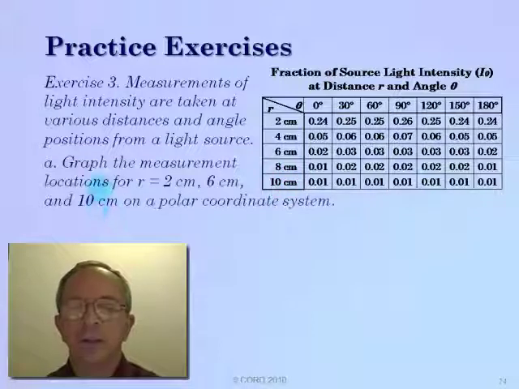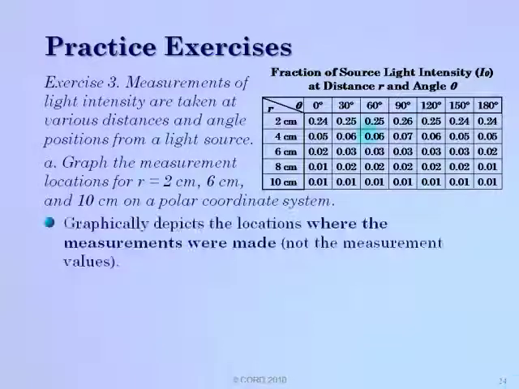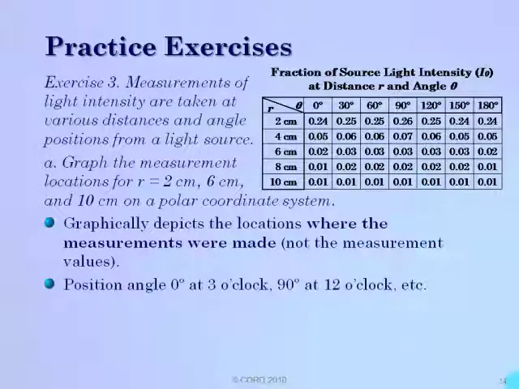And we're asked to graph the locations of our measurements at 2, 6, and 10 centimeters on a polar coordinate system. This is simply going to show you where you stood to make your measurements, or where you placed the sensor to make your measurements. So for now, we're going to be looking at the actual positions where the measurements were made, not the measurement values. So we're going to position our angles with 0 degrees at 3 o'clock and 90 degrees up at 12 o'clock, just like we saw in the examples in the text. And our R values are going to range from 0 to 10 centimeters, and so we will scale our radial axis from 0 to 10.